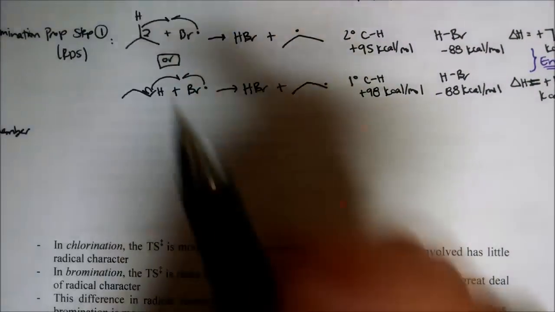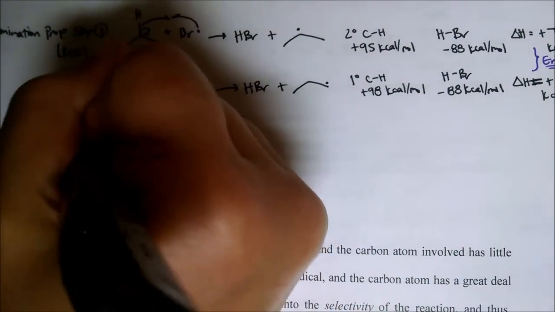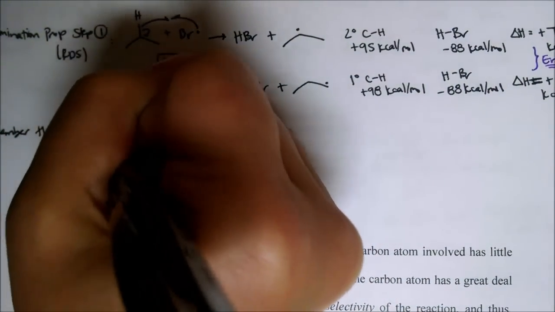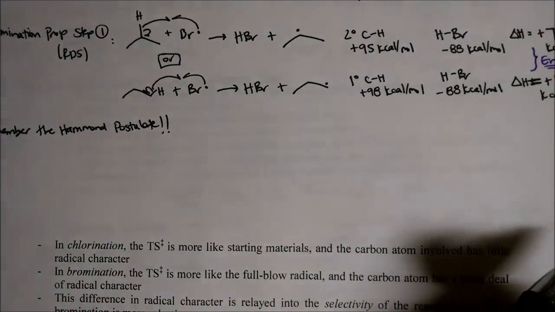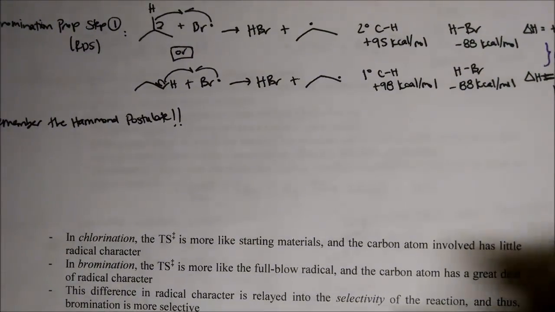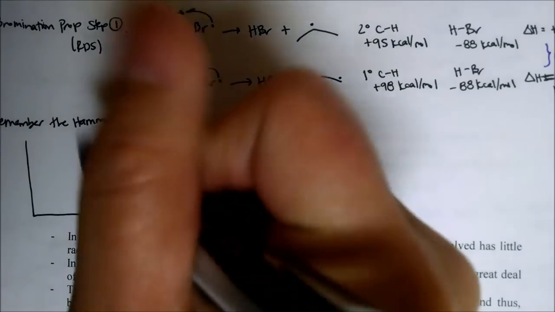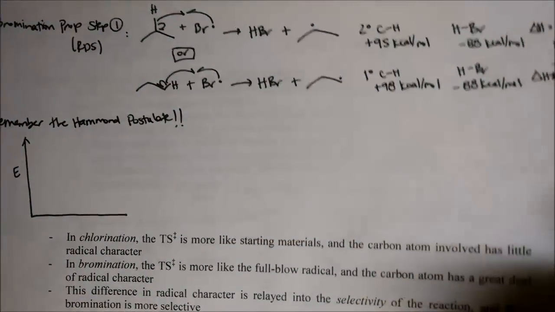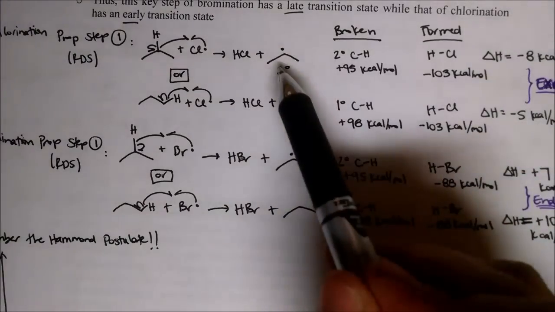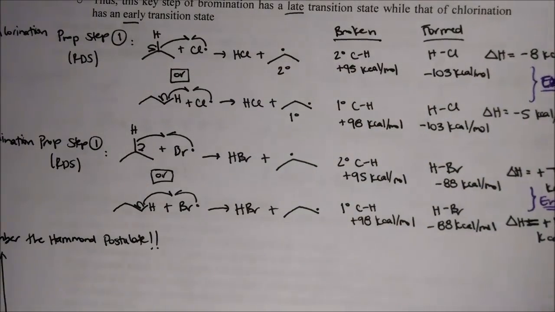That was the last time we saw this early and late transition state. Remember the Hammond postulate. Okay, so what is this going to look like for chlorination? It's going to be exothermic, right? And as we saw, the secondary radical step was slightly more exothermic than the primary.